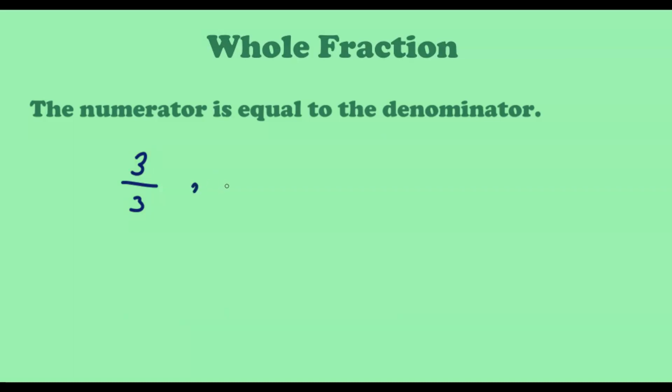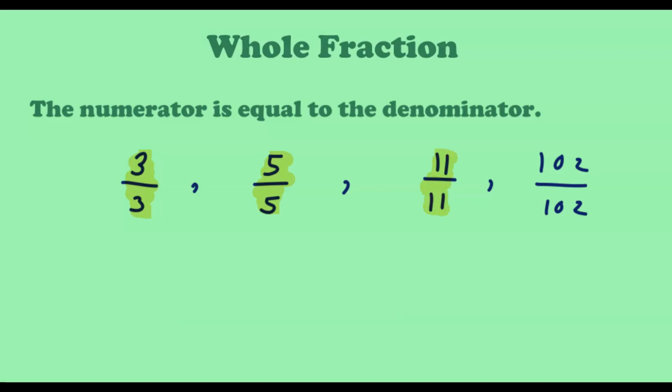Now, if we consider some more examples, we can have 5 over 5. We can consider 11 over 11, or we can consider 102 divided by 102. In all of these cases, we can see that the numerator is equal to the denominator, and so they are all examples of whole fractions. Now, note that if we consider 3 over 3, that will be equal to 1. 5 over 5, that is 5 divided by 5, is also equal to 1. 11 divided by 11 is also equal to 1. 102 divided by 102 is also equal to 1.